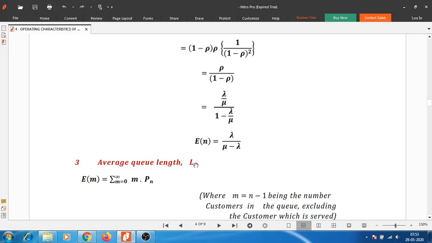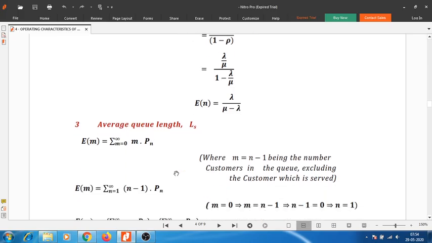Dear students, keep this point in your mind. Don't forget. Okay. This is LQ. Agreed? Because it is a queue. So the average number of customers in the queue. Right. So let us say the size of the queue is equal to m.